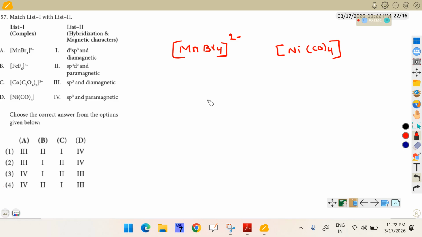Match the following. This is an NCERT textbook line. MnBr4 2 minus: Br is a weak ligand field, so it undergoes sp3 hybridization. Magnetic nature is paramagnetic. Why? Regrouping of electrons does not take place. FeF6 3 minus: fluorine is a weak ligand field. 6 ligands are present, so it undergoes sp3d2 hybridization. A4B2, only one option is present, so the fourth option is the correct option.